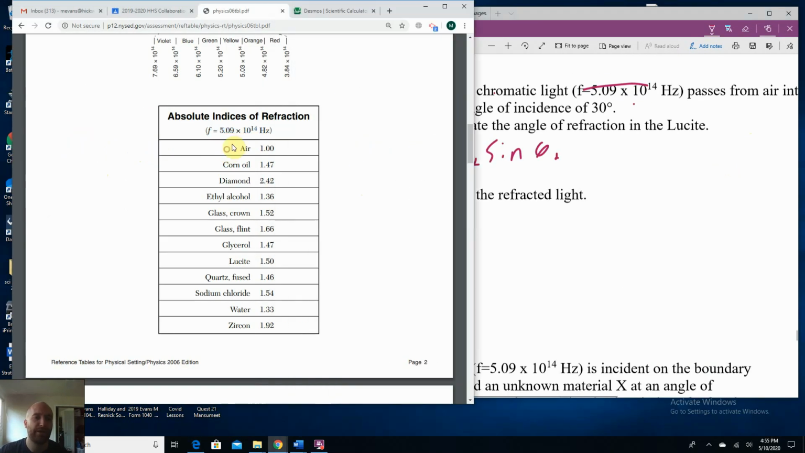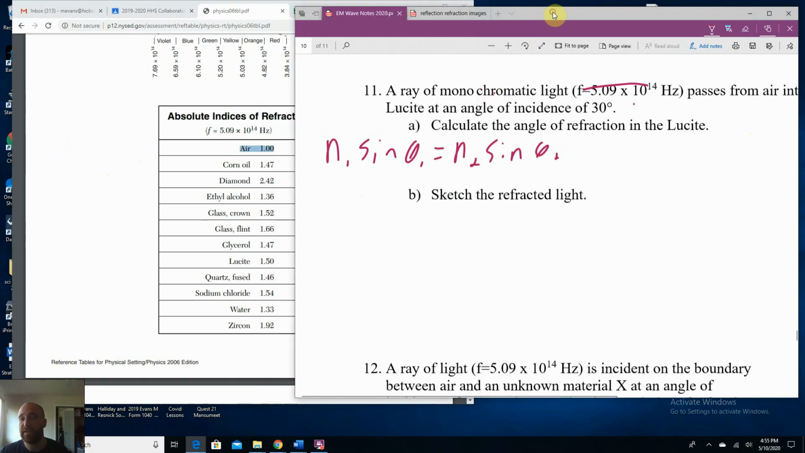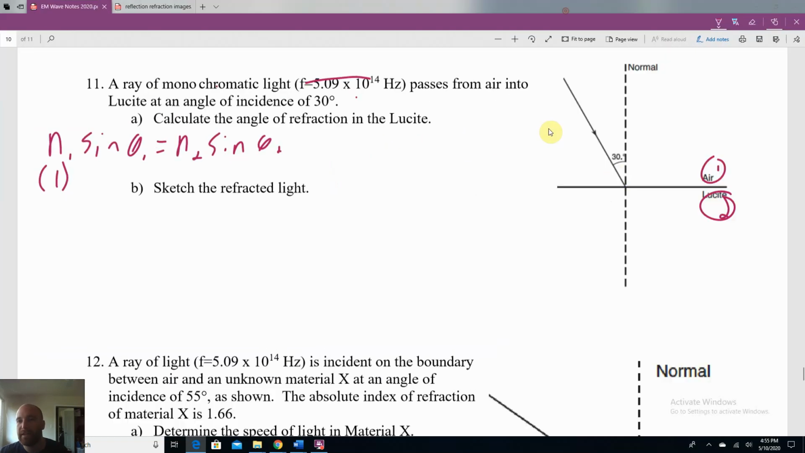So N1 is the index of air. Why would you know that? Because it's right here in the reference table. It has a value of 1. It's unitless, that index of refraction, so I'm not going to plug anything in there. Theta 1 is the angle in the air, which looks like this 30 degrees. Notice it's measured from the normal, which is good. Times sine of 30 degrees.